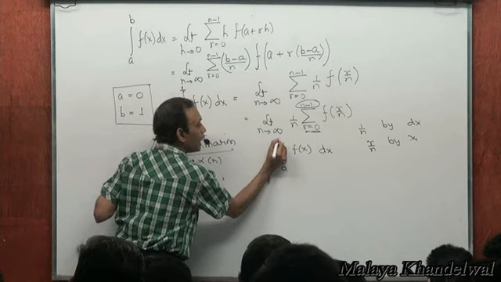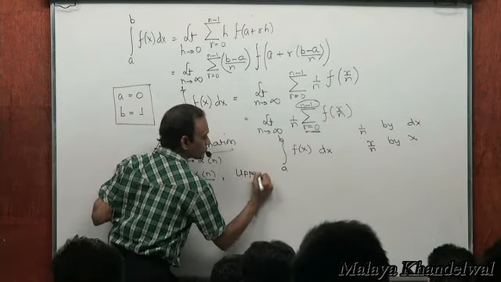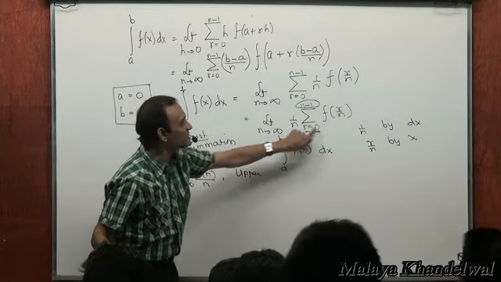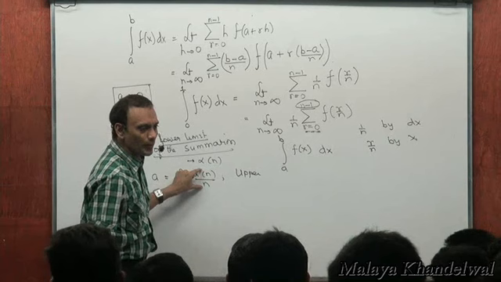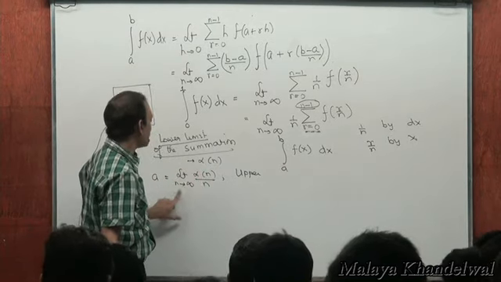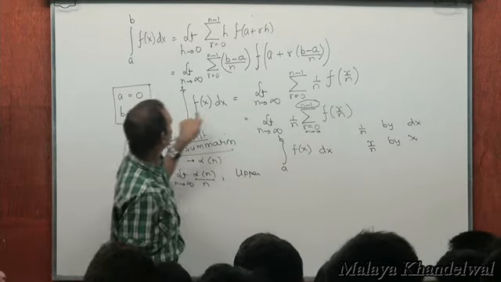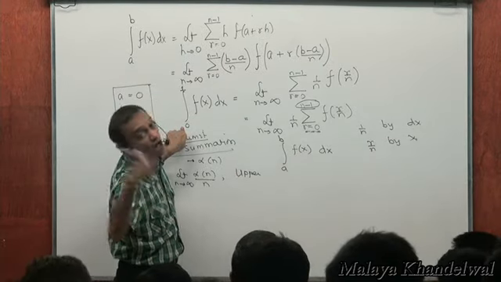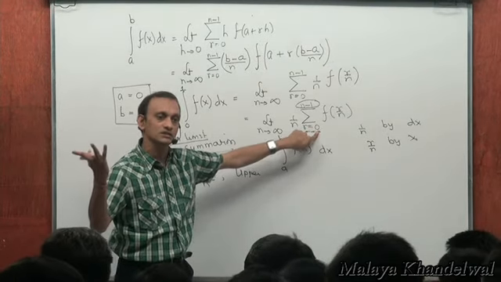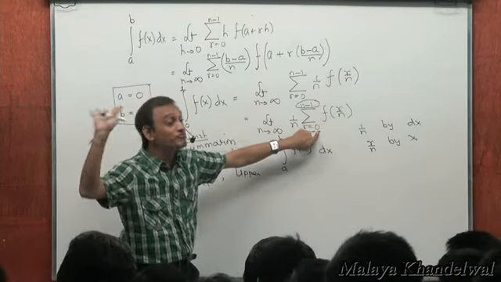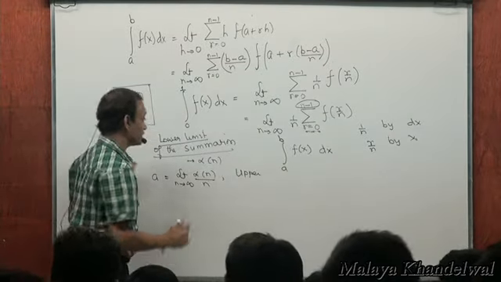Now B, the upper limit. In this case alpha is 0, so this will simply become 0 by n, which is 0, and as n tends to infinity, 0 tends to 0. So that's why in this case it turns out to be 0. But it need not always be a constant like 0. It could be some function of n, and that will determine the lower limit of the definite integral.